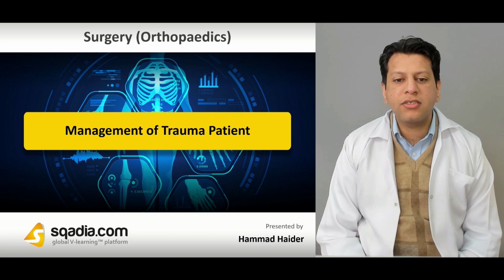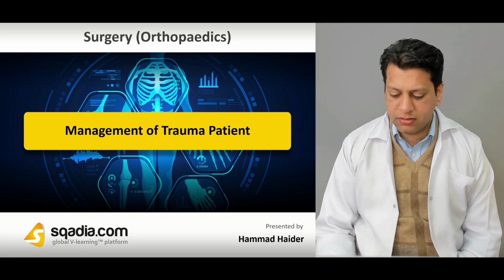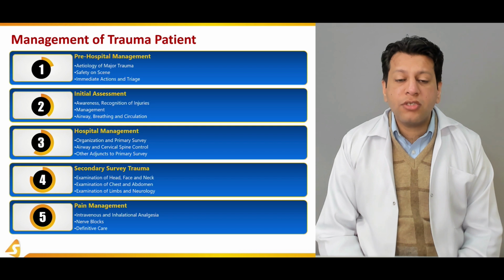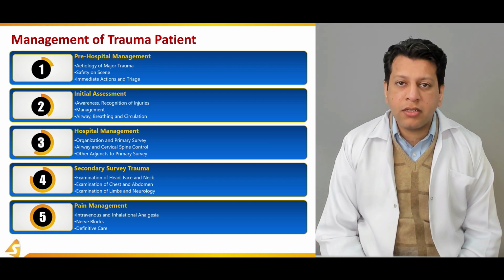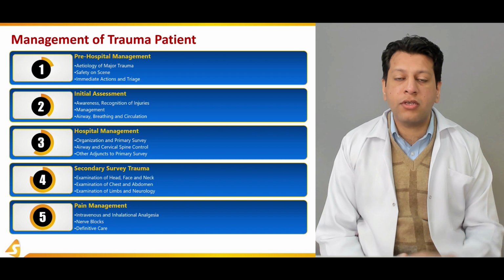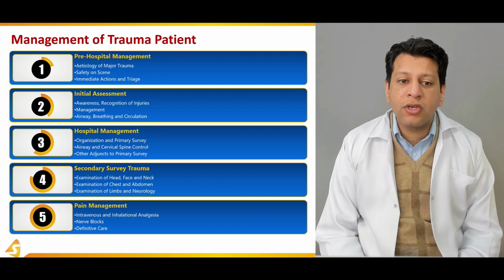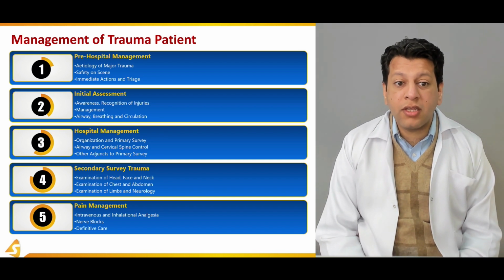Today our topic is management of trauma patient. In this we'll have 5 sections as usual, and the first section will be going through the pre-hospital management, that is what are the role of emergency medical services and how they actually, what are the causes of major trauma, what is called as safety on scene, and what is the immediate action which needs to be taken.